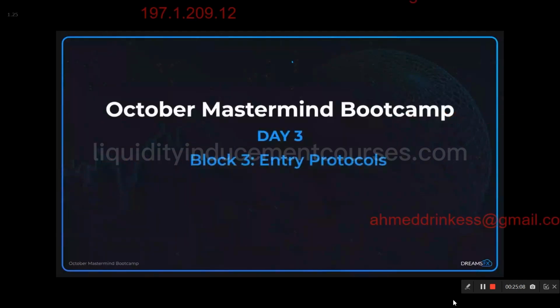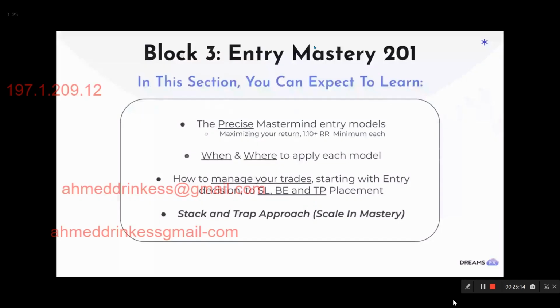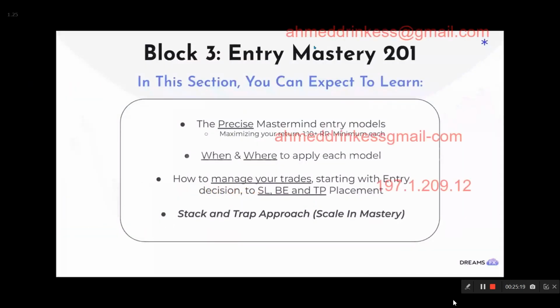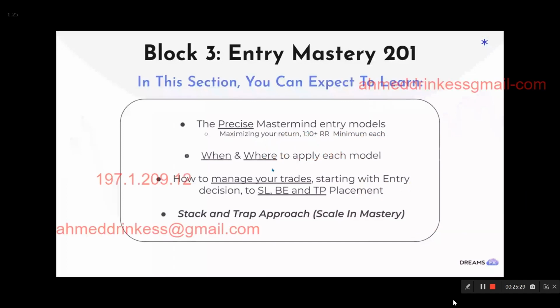All right, we're going to get right into our entry protocols and management. So everybody, in this section, you guys can learn to expect the precise mastermind entry models, maximizing your return with a 1 to 10 RR minimum each. Now, with that being said, I'm not focused on your RR. I'm focused on your results, right? So this is where things are going to be changing a little bit. You're going to know when and where to apply each entry model, how to manage your trades, starting with your entry decision to your stop loss, your break even, and your TP.